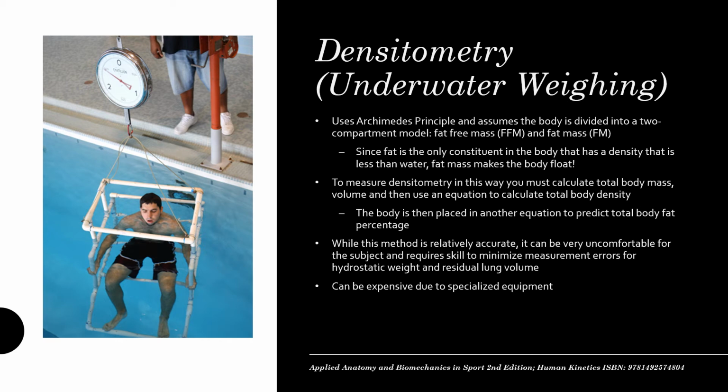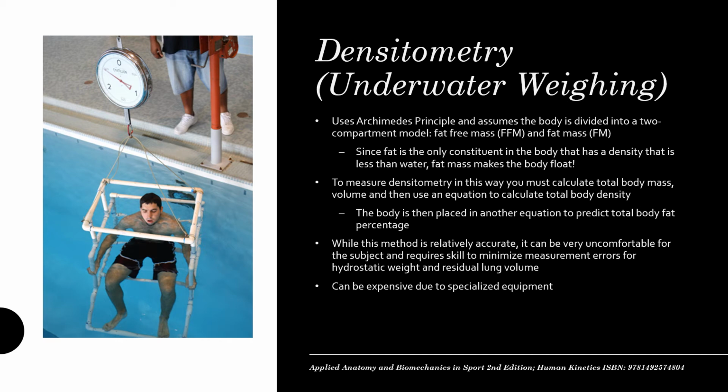So when I know the volume of the water that is displaced by the individual, and I know the weight of the individual, this is going to give me the density of the individual. And then the more fat mass an individual has, the less dense they will be. Therefore, we can figure out their body fat percentage from this. So when we're going to take densiometry measurements, we need to calculate that individual's total body mass and their volume, which we do by submerging them in water.